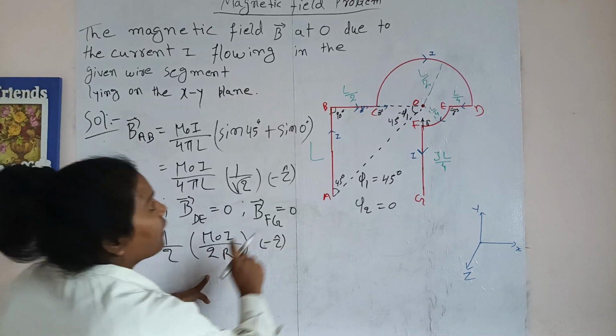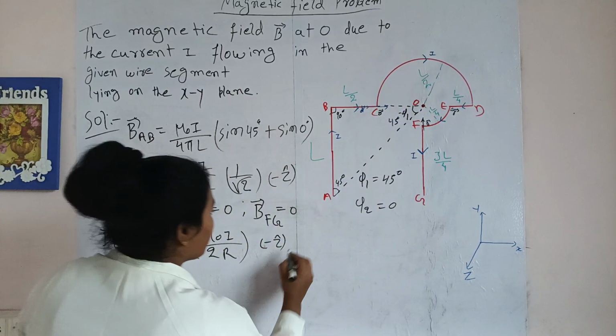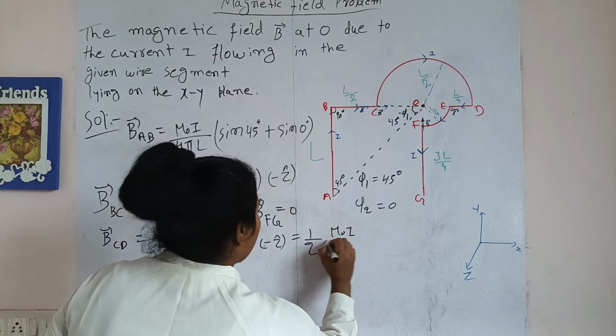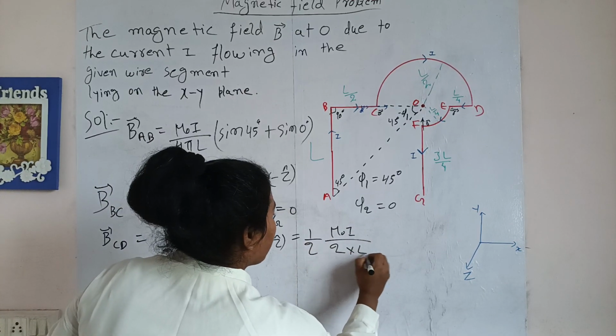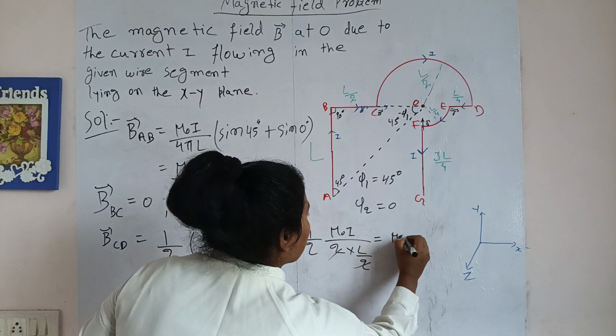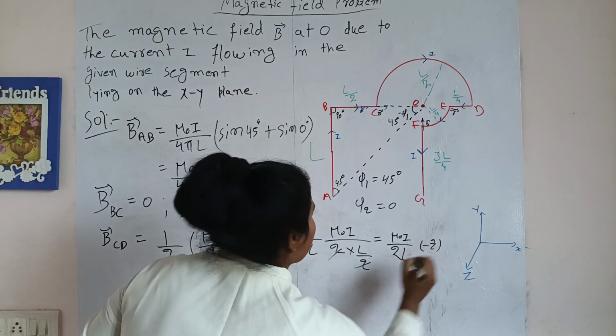Now the radius r of this circle is L by 2. Put this value here, then it becomes half mu naught I by 2 into L by 2. This cancels, this gives mu naught I by 2L in minus z hat.